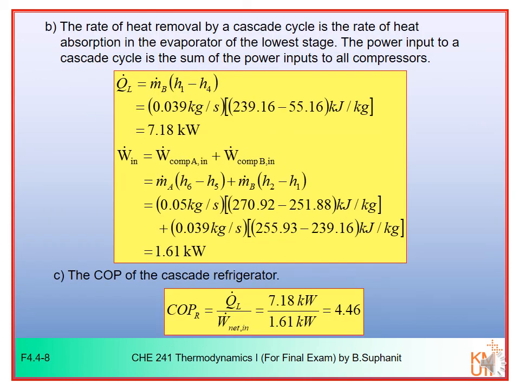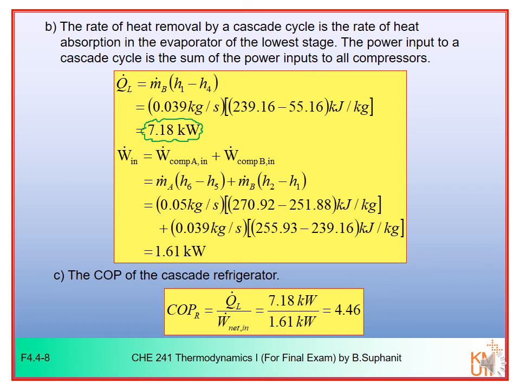Now for the second question, we want to determine QL dot. QL dot is the heat removal from the lower cycle. So it will be just MB multiplied by H1 minus H4. And you can get the value of 7.18 kilowatt here.